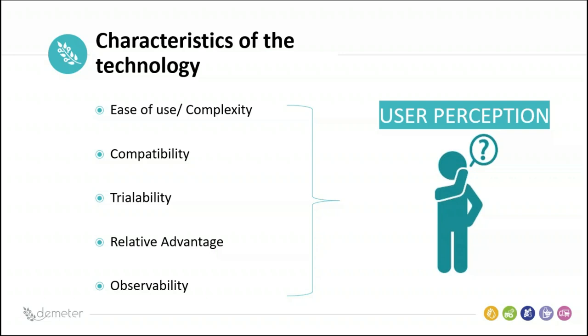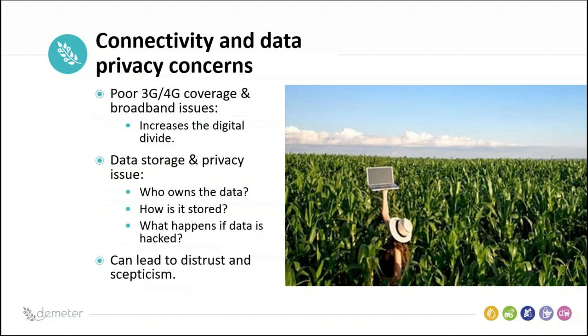So does the technology improve the way the farmer is currently doing things? If the farmer believes it does, they will adopt, no problem. And then finally, observability is more important for those mainstream or later adopters. So if they can physically see for themselves that the farmer who has adopted the technology is reaping the benefits, they'll be more likely to adopt as well.